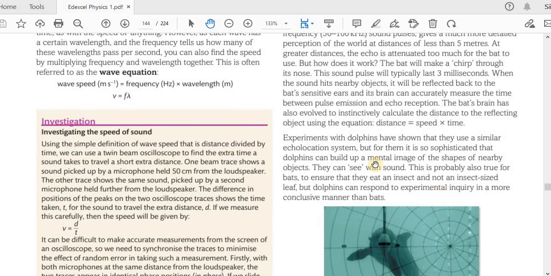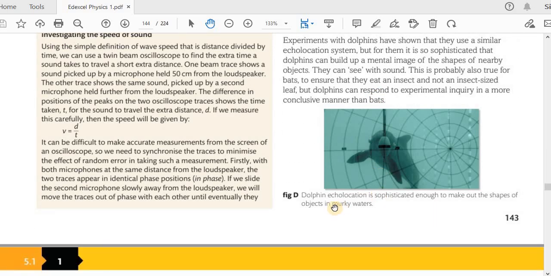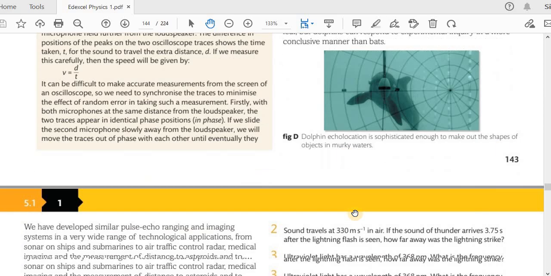speed times time. Experiments with dolphins have shown that they use a similar echolocation system, but for them it is so sophisticated that dolphins can build up a mental image of the shapes of nearby objects they can see with sound. So you see, seeing with sound, because they can build up a mental picture from the sounds and the reflected sound wave. So, echolocation. This is probably also true for bats, to ensure that they eat an insect and not an insect-sized leaf. But dolphins can respond to experimental inquiry in a more conclusive manner than bats. Dolphin echolocation is sophisticated enough to make out the shapes of objects in murky waters.